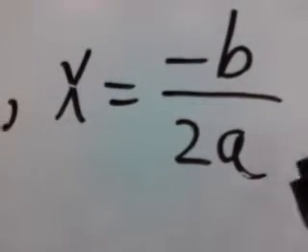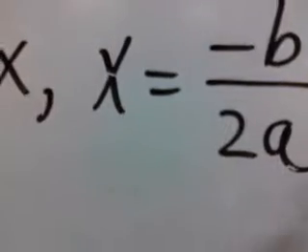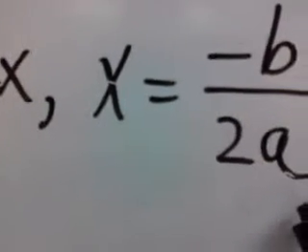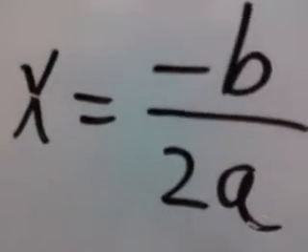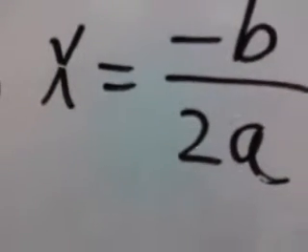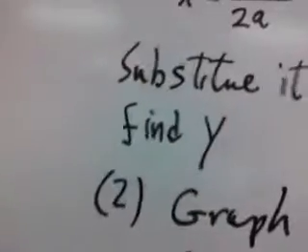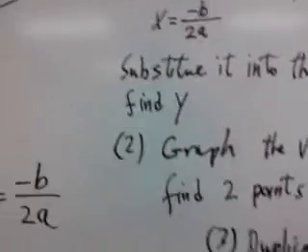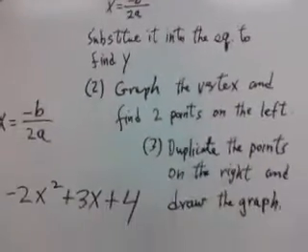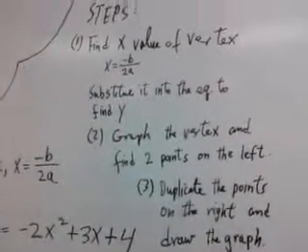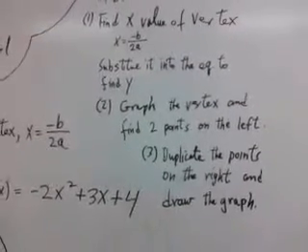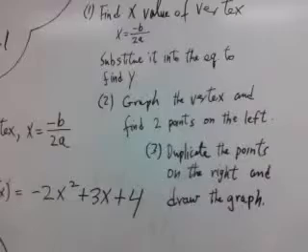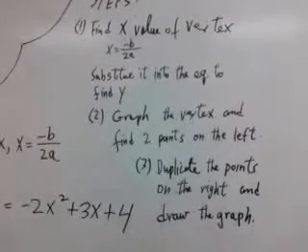Now, after you get the x-coordinate of the vertex, you have to substitute that into the quadratic function to find the y-coordinate of the vertex. These are the steps that are involved in graphing a quadratic function. I'm going to back off here so that you can see all of those steps. If you need to, you can stop the video and write down those steps.